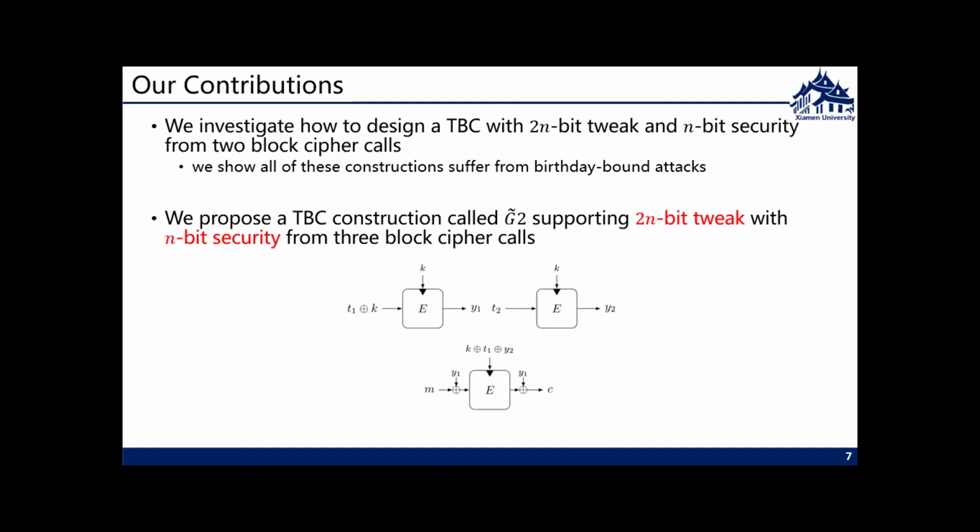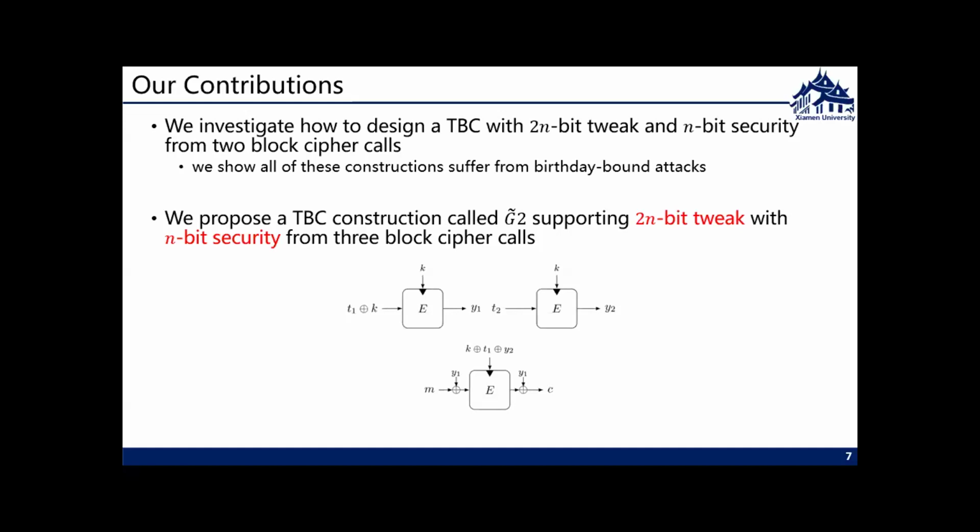We investigate how to design a TBC with more n-bit tweak. Actually, we focus on the 2n-bit tweak here and n-bit security from 2 block cipher cores. I will introduce why we do not begin from 1 block cipher core, but there's a negative result that it is impossible to achieve the n-bit security with merely 1 block cipher core. And we show all of these constructions suffer from the birthday bound attack.